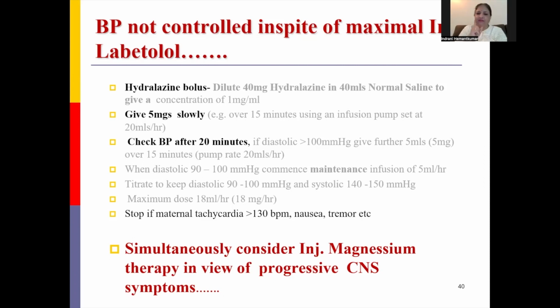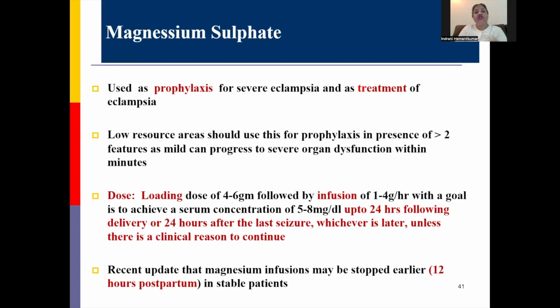At this point of time, consider magnesium therapy in these patients. Magnesium should be used if you have even a small iota of doubt that this patient is having neurological symptoms. It is used as prophylaxis for severe eclampsia and as a treatment of eclampsia. Especially in the villages or any low resource area, if the patient has any two features of severe preeclampsia, which I mentioned, please start magnesium. Don't worry whether the patient is having any CNS features or not. It's better to be proactive than to worry about it later.